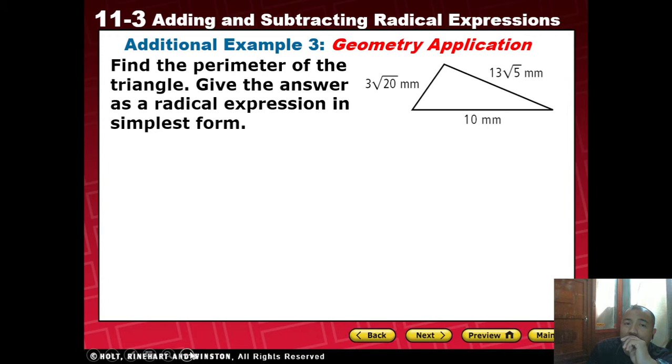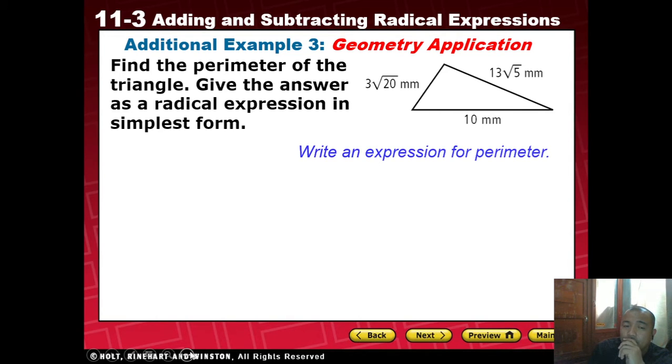Okay, additional example, geometry application. Find the perimeter of the triangle. Give the answer as a radical expression in simplest form. So we have here a triangle in the figure given. The sides are 10 millimeters, 13 square root of 5 millimeters, and 3 square root of 20 millimeters. So how do we find its perimeter? We just add the 3 sides, the length of the 3 sides.